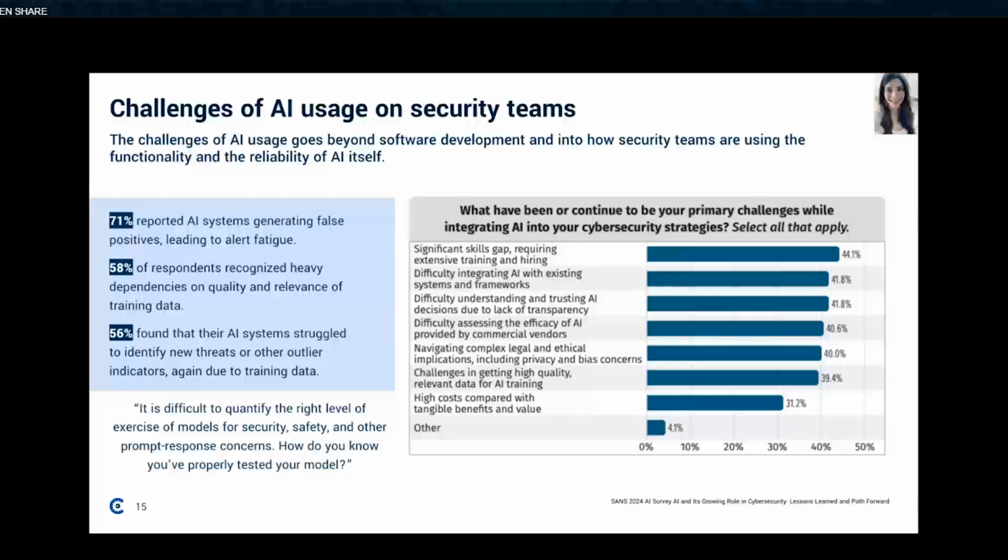And so there are other issues that security teams are having. I draw your attention to the graph on the right: skills gaps in terms of ensuring the security of training and hiring, integrating AI into existing workflows, understanding and trusting AI decisions. And we saw quite a bit of a theme here. What are the decisions that are being made by AI? How does bias start to come into play?